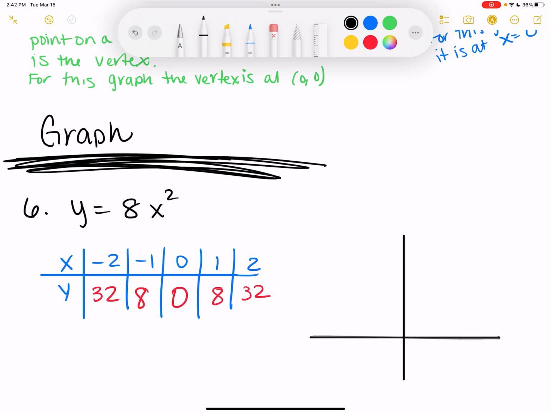Oh, we did this, right? No, we have not. Literally, we did something similar. We graphed exponential functions.